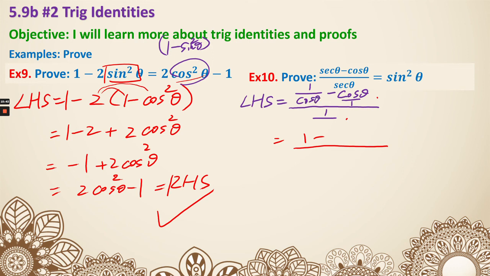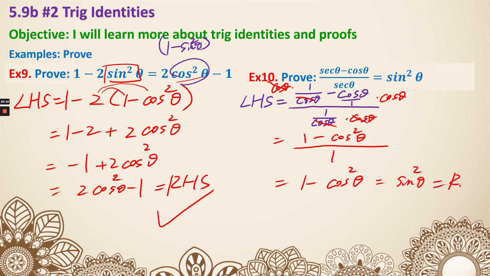My secant is actually cosine theta. So that means my common denominator is actually going to be a cosine. So times everything by a cosine. There we go. So that is gone. Then I have 1 minus cosine squared on the top. The bottom is also gone. That's a 1. Basically, I have 1 minus cosine squared left. And 1 minus cosine squared, by now you should know it, is sine squared. That is my right-hand side. I just proved example 10. That is everything for 5.9b. Thank you.